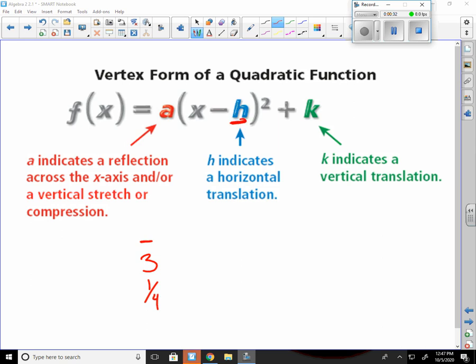Over here indicates a horizontal translation. So any number that's in here would be a horizontal translation. If it's minus, it goes to the right. If it's plus, it goes to the left. The K shows us a vertical translation. If it's plus, it moves up. If it's minus, it moves down.